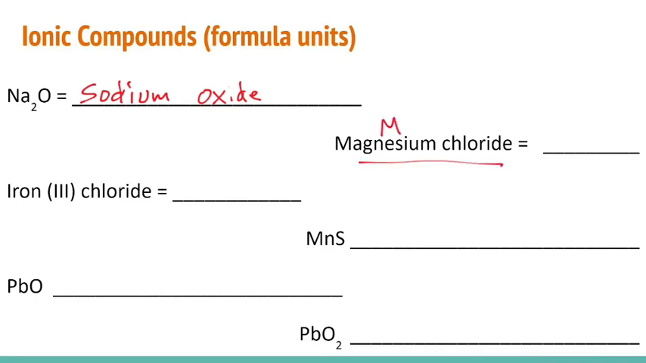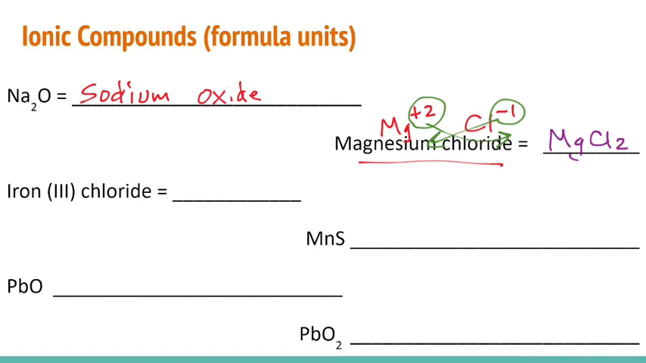Magnesium chloride. In order to write this formula, we need to know the symbols and their charges. Magnesium's in the second column, so it has a +2 charge. Chlorine has a -1. If we cross, drop, reduce, the 2 is going to come over onto the chlorine, and our final formula is going to be MgCl2.